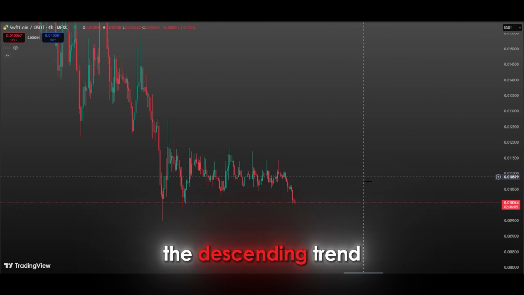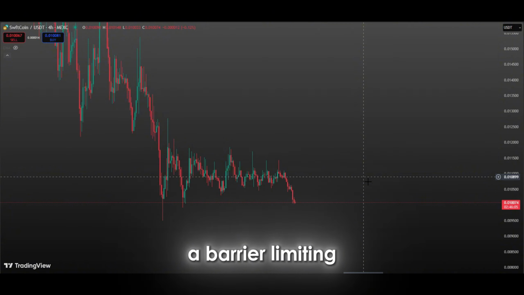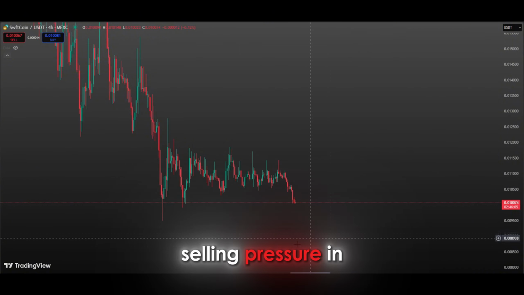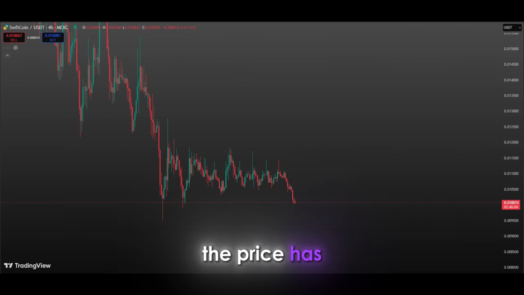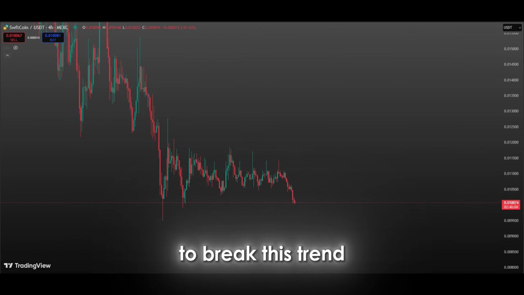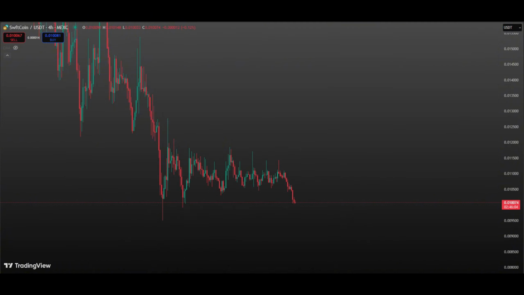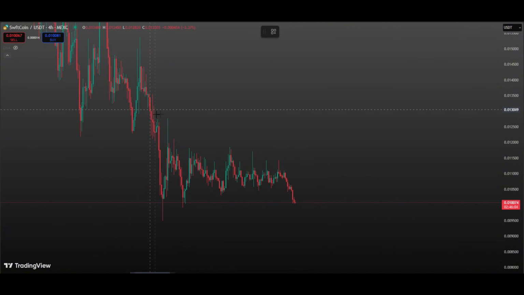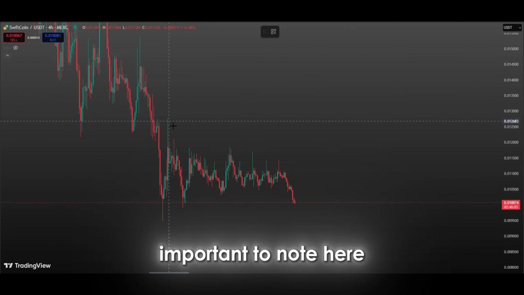The descending trend observed on the chart is not just a barrier limiting the price movement, but also a symbol of the strong selling pressure in the market. The price has tried several times to break this trend, but has failed each time. This indicates how strong the resistance levels in the market are. However, there's something important to note here.